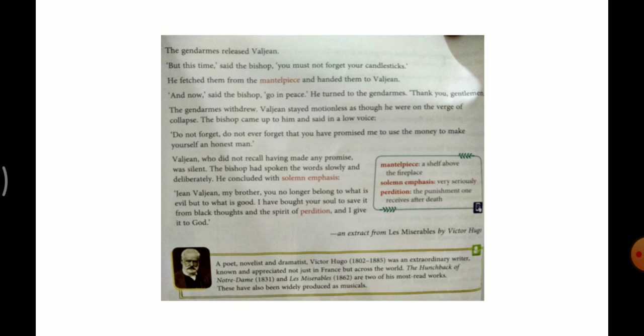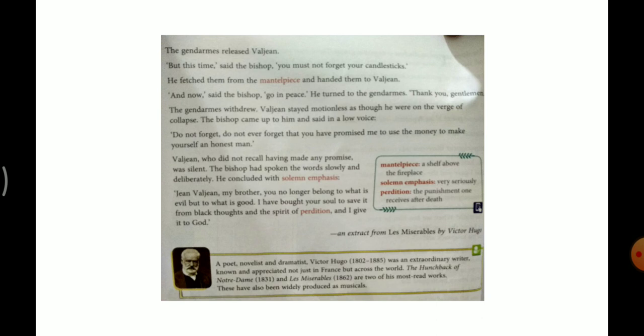The gendarmes let Valjean go. The bishop tells him in a whisper that Valjean has promised him to use the money he gets by selling the silver to make himself into an honest man. Weak with relief, Valjean doesn't remember making this promise.